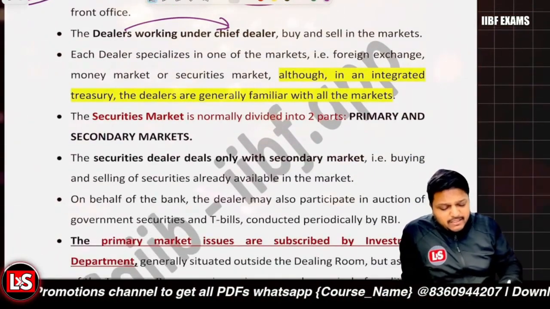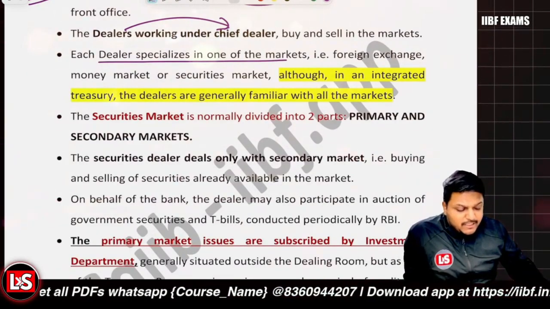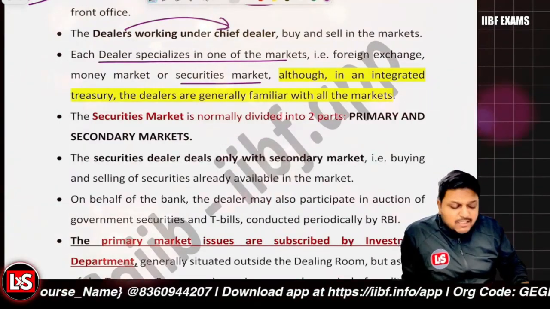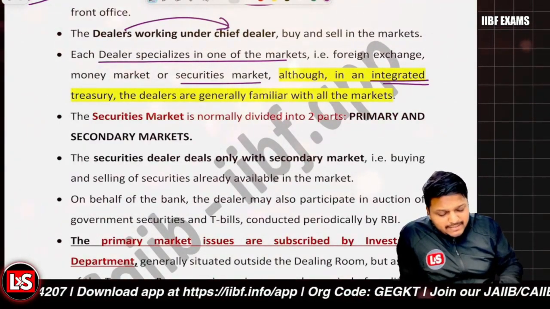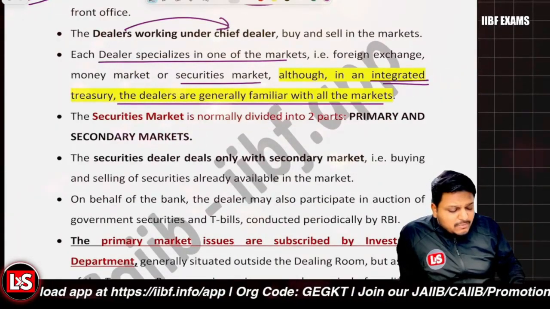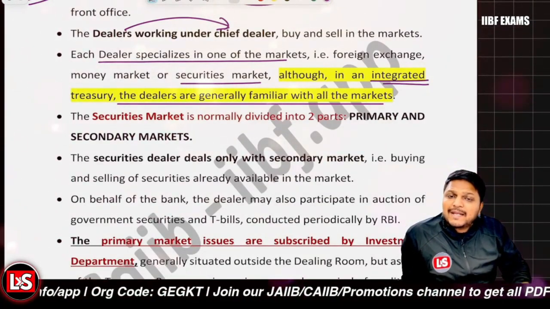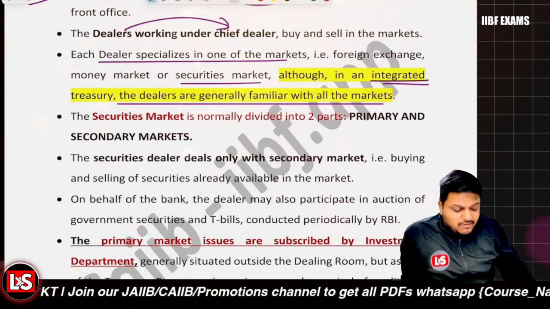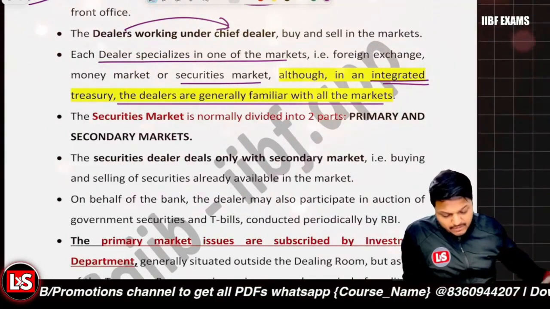And definitely the dealers are specialized in their own field in the different markets. Let's say one dealer is related to foreign exchange, money market, or securities market, right? And also they can be related to the integrated market. The dealers are generally familiar with all the markets, but in general they will be specialized in their own cadre. Like one dealer is associated with the money market, the other is dealing with the foreign exchange market or something like that. So we'll be having multiple dealers, right?